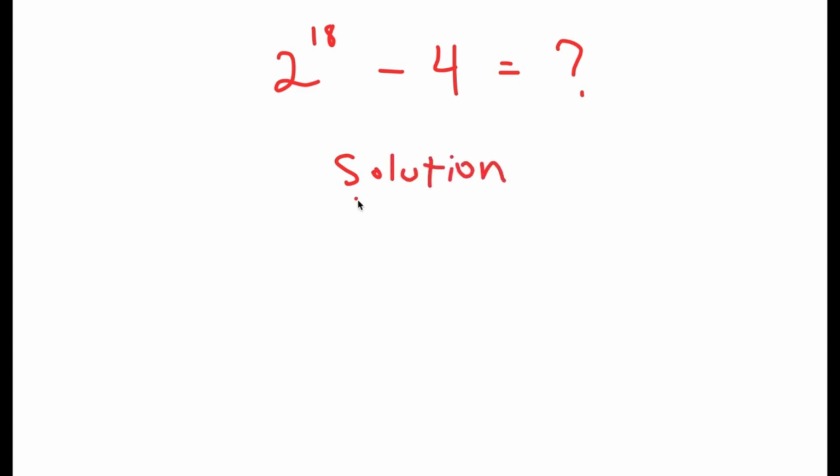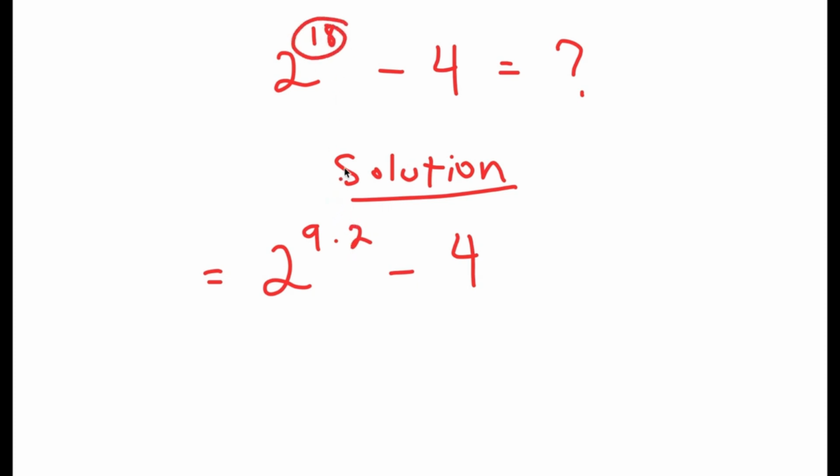Alright, so in this video, I'm going to solve the problem 2 to the power of 18 minus 4. So I want to find the value of this. So, for my solution, I'm going to first start by rewriting this as 2 to the power of 9 times 2 minus 4. So all I did was I rewrote my exponent 18 as 9 times 2.